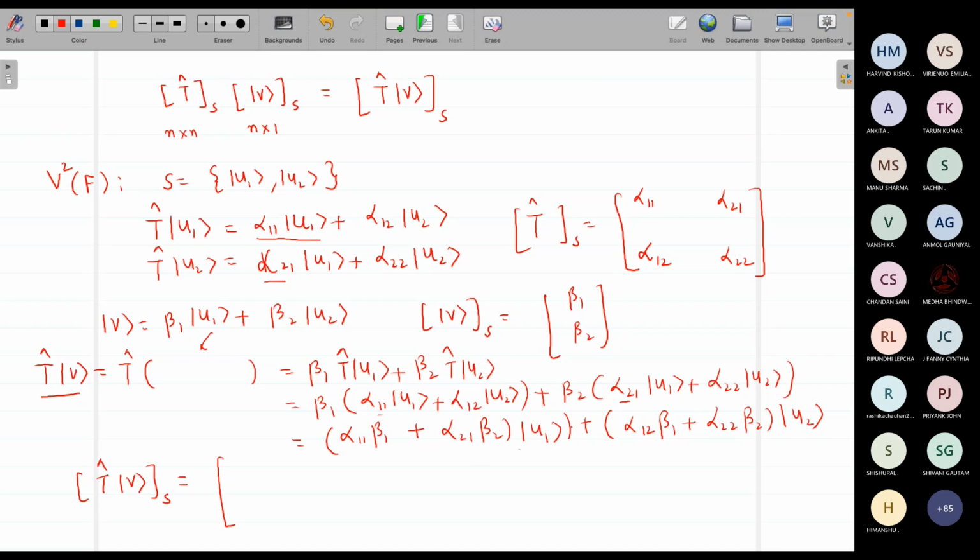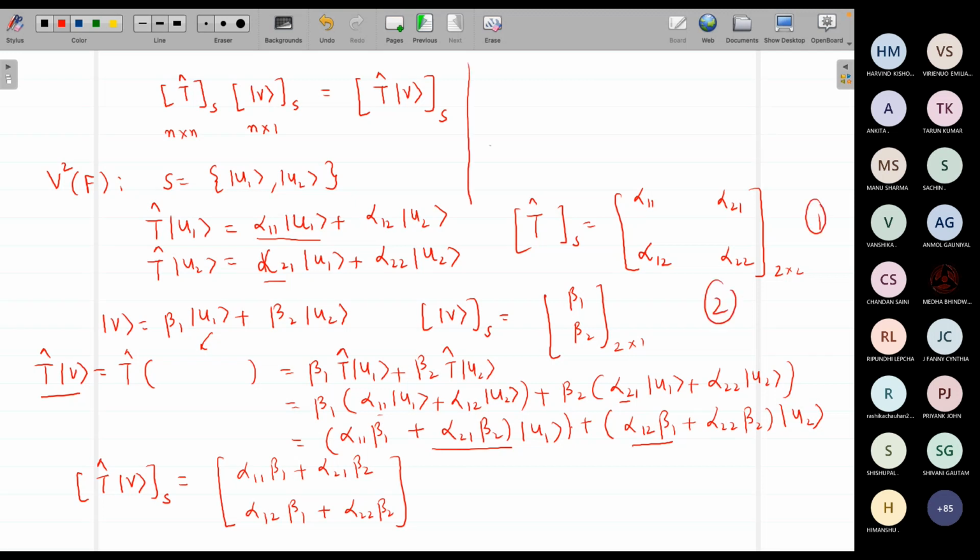So now I have got this term and this term. This is another vector, so it should be represented by a component vector of 2 by 1 type: alpha 1 1 beta 1 plus alpha 2 1 beta 2, and alpha 1 2 beta 1 plus alpha 2 2 beta 2, right? Now do this multiplication of the matrix and the vector individually.